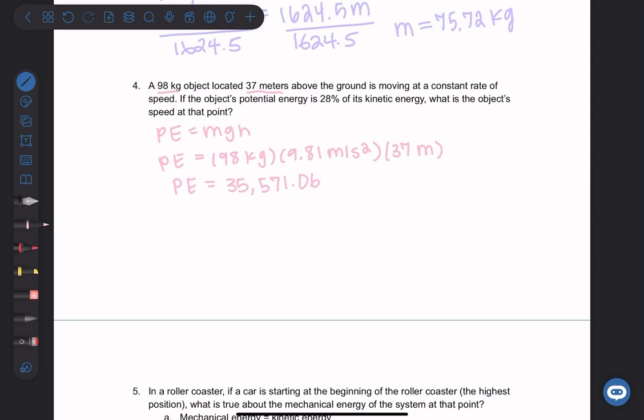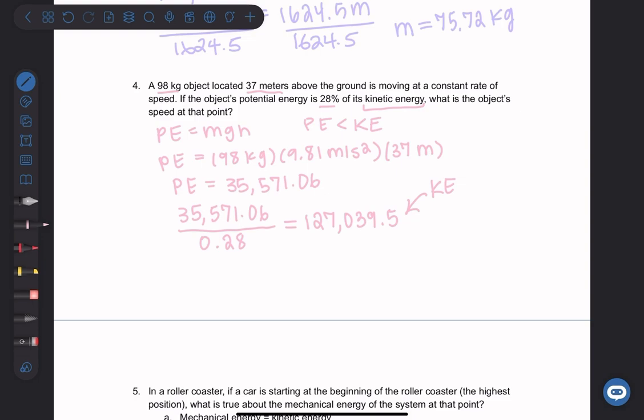Okay, so it says the potential energy is 28% of the kinetic energy. So that means the kinetic energy is going to be bigger. So what we're going to do is we're going to divide by 0.28 because the kinetic energy is bigger. Divide by 0.28, you should get 127,039.5. So now we know that is the kinetic energy.